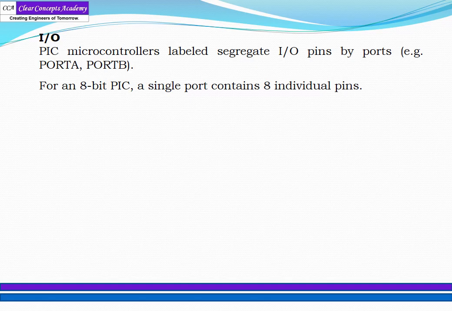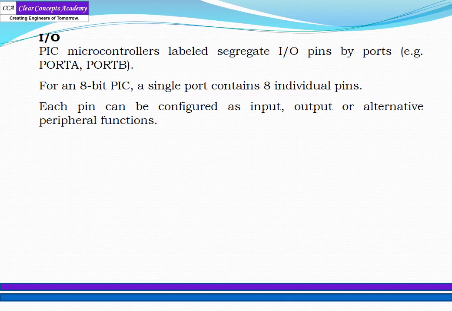For an 8-bit PIC, a single port contains 8 individual pins. That means on the port there will be 8 pins. Each pin can be configured as an input or output or an alternative peripheral function. Every pin in the port can be used as either an input pin or output pin or for a specific function. That means it can be used as an analog input or digital input, or it can be used as a PWM output.